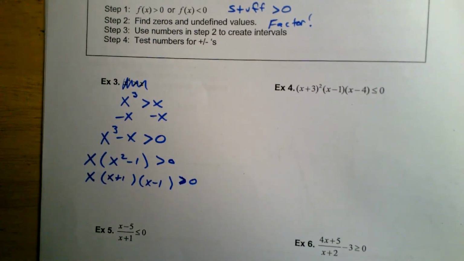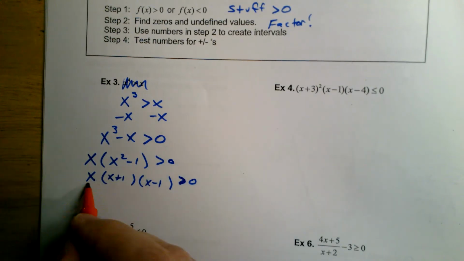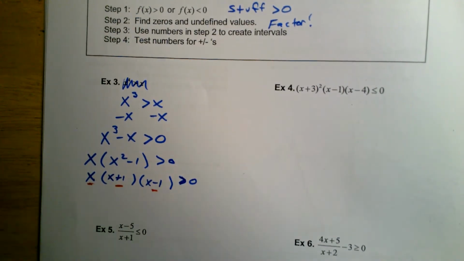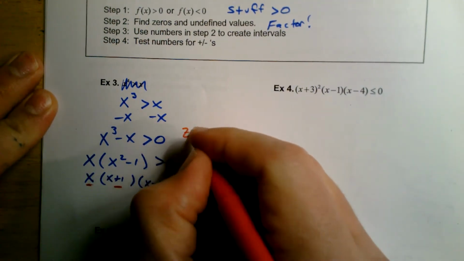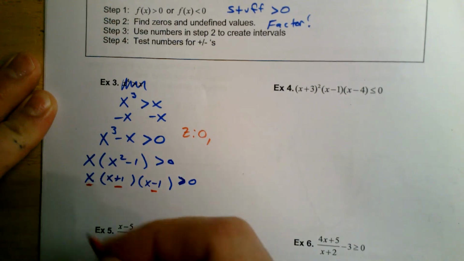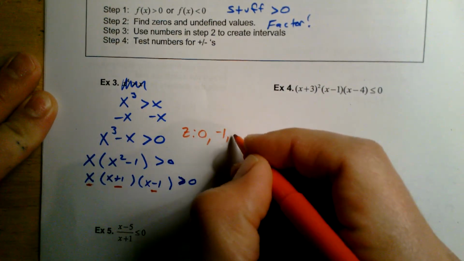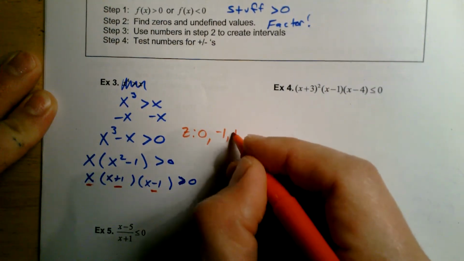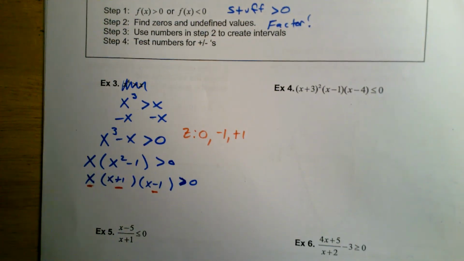Okay. Then I want my zeros. My zeros are what makes each thing 0. So if you set it equal to 0, my zero would be 0 for x. For x plus 1, I would subtract it, so it's negative 1. X minus 1 would be plus 1. So plus or minus 1 and 0 are my zeros.